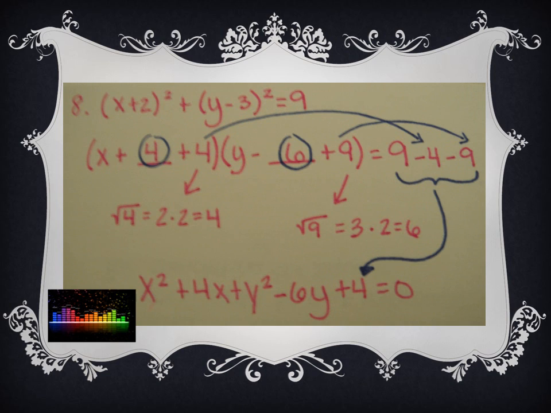The first thing that you will do is take your center and your radius and put it in standard form. So you get (x + 2)² + (y − 3)² = 9. Then you complete the square backwards and then simplify.